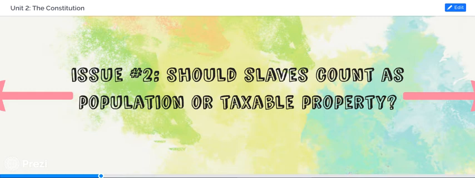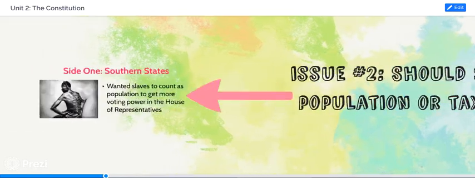All right, let's hit issue number 2 real quick, okay? So should slaves count as population or taxable property? 3 of the largest issues that the Founding Fathers are going to have out of the 5 revolve around slavery. They're just not willing to actually talk about slavery as an institution because they're kind of cowardly, all right?